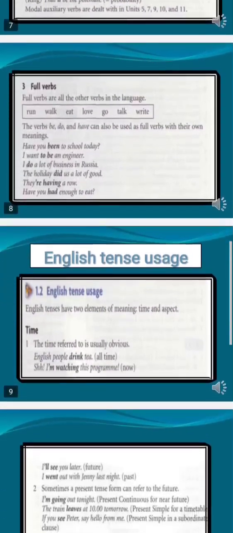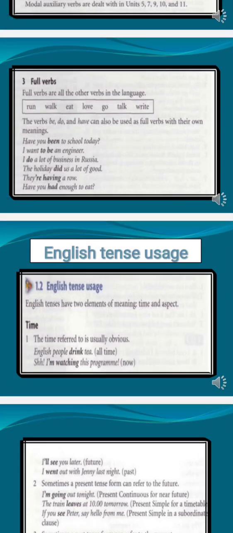Number 3, full verbs. Full verbs are all the other verbs in the language. For example, run, walk, eat, love, go, talk, write. The verbs be, do, and have can also be used as full verbs with their own meanings. For example, have you been to school today? I want to be an engineer. I do a lot of business in Russia. The holiday did us a lot of good. They are having a row. Have you had enough to eat?